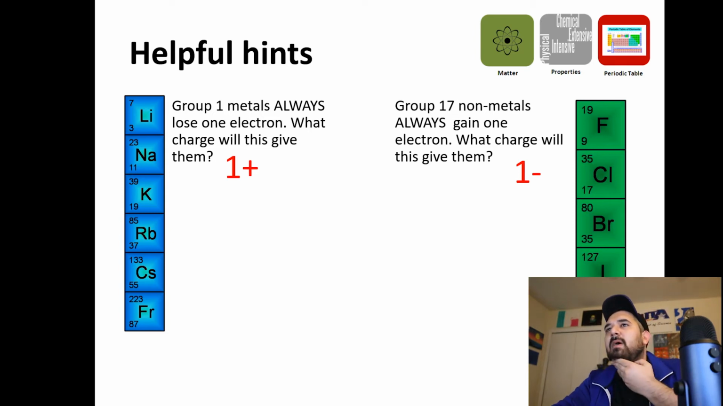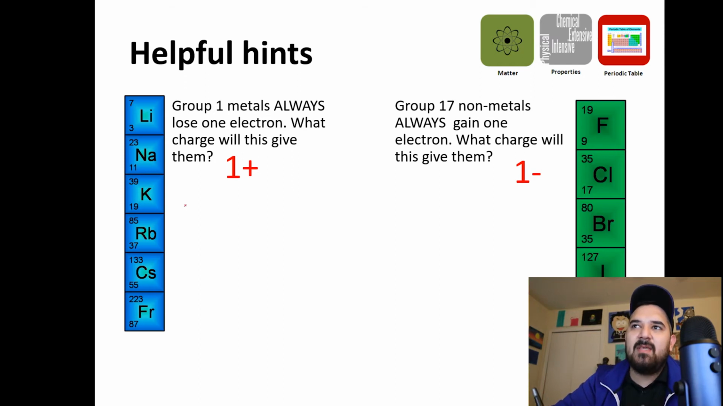All right, so group 1 metals always lose 1 electron. What charge does that give them? It gives them a +1 charge. So everything in group 1 has a +1 charge. Group 17 are the nonmetals. They always gain 1 electron. What charge does that give them? That gives them a -1 charge.